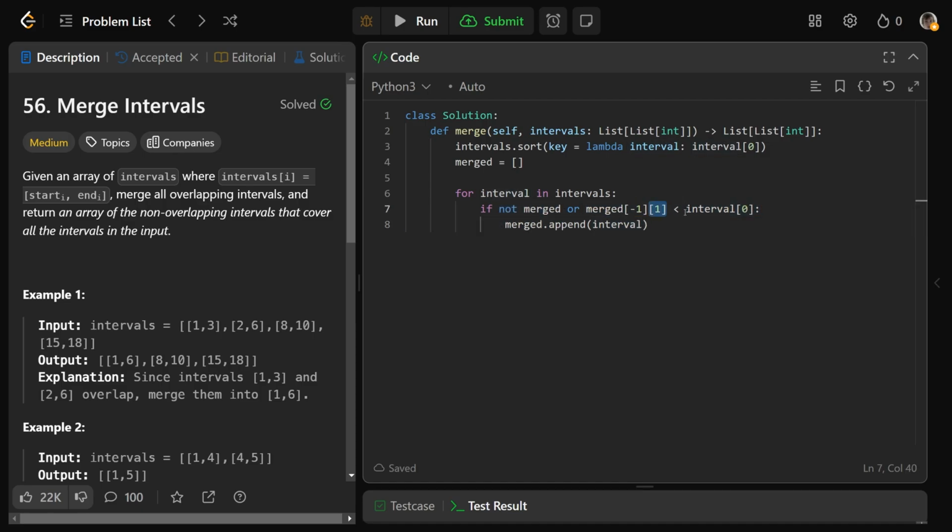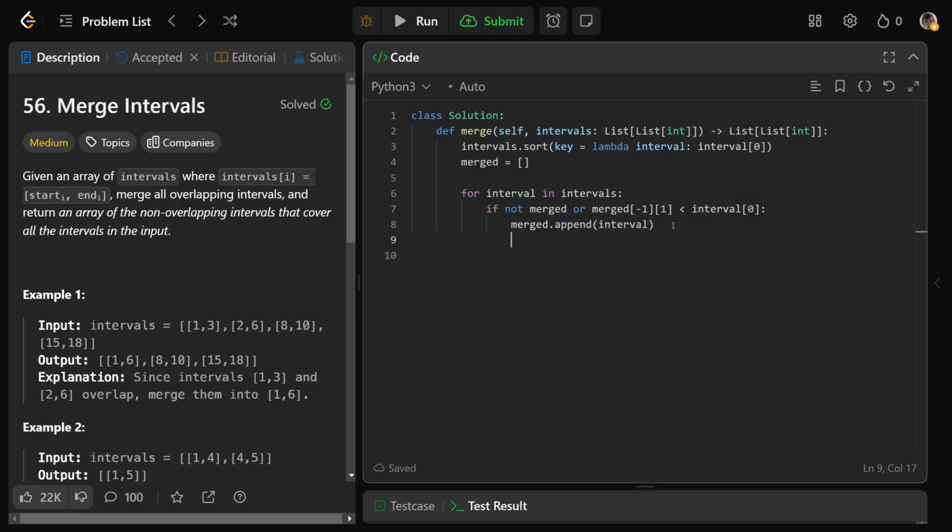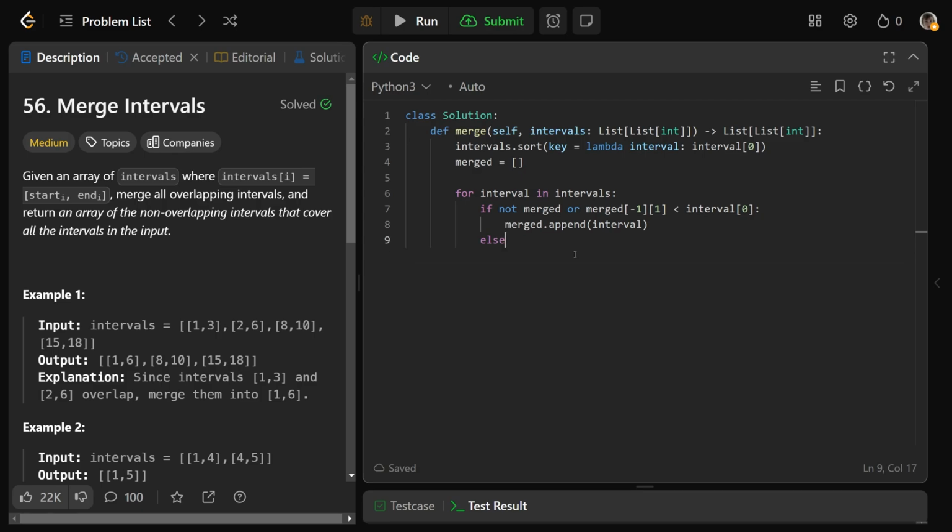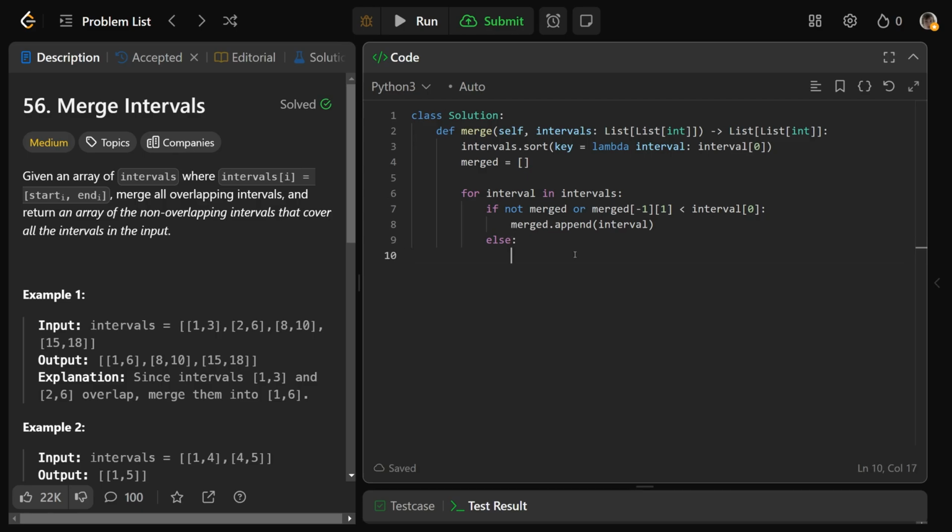Otherwise, we'll be checking this condition. If we end before they start, that means that there is no overlap. So either of these two conditions means there's no overlap, and so we'd want to just append that and make it our new current interval. We're really only ever concerned with the last one that we put in there.